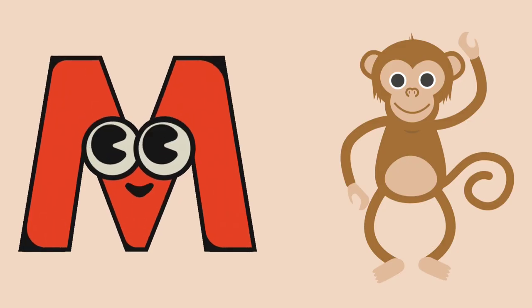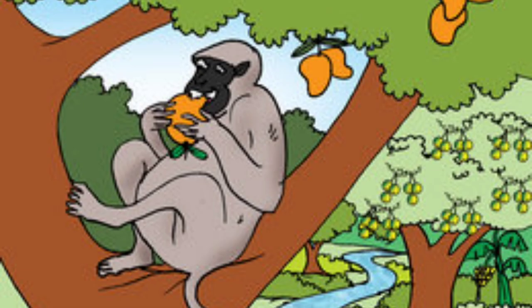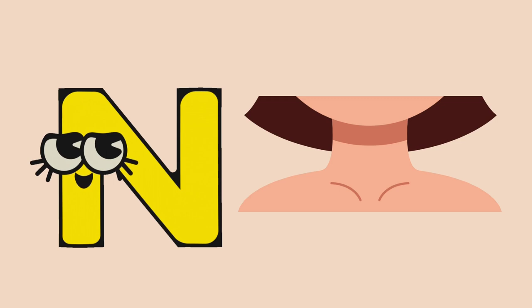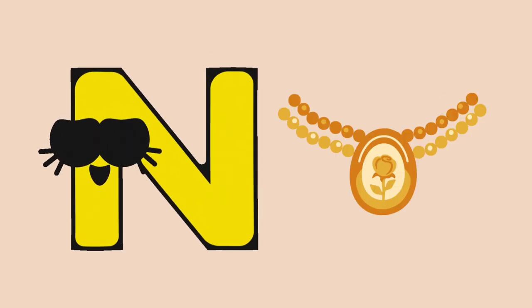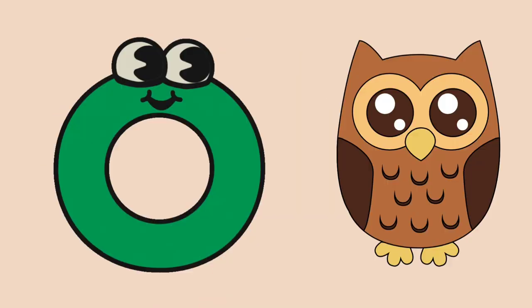M for monkey, M for mango. Monkey is eating a mango. N for neck and N for necklace. Mom is wearing a necklace in the neck.